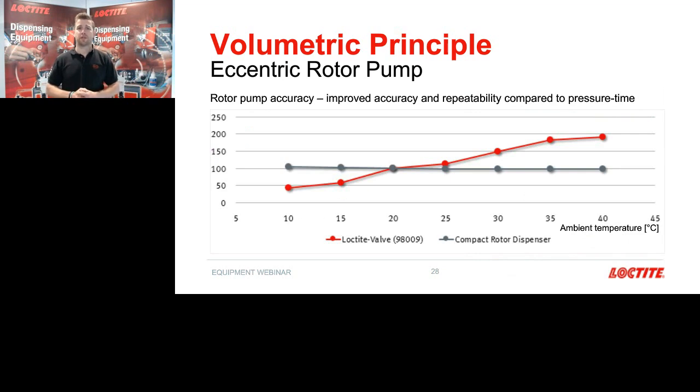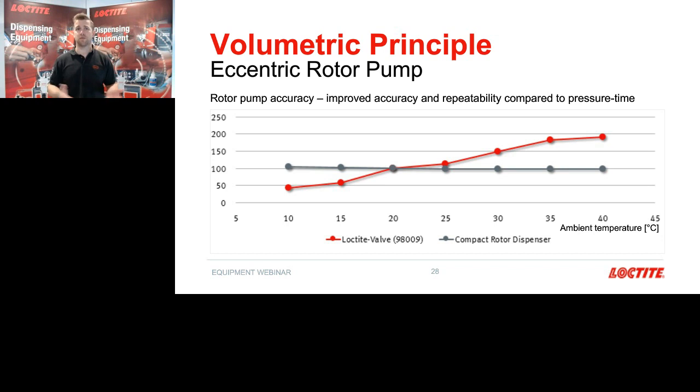This graph here represents what happens when we see a temperature change and how it affects the different systems. If we focus first of all on the red line, looking from left to right, you'll see that the temperature increases from 10 degrees up to 40 degrees. And for the pressure time principle systems, the red line shows that over that temperature increase, the volume dispensed will also increase.